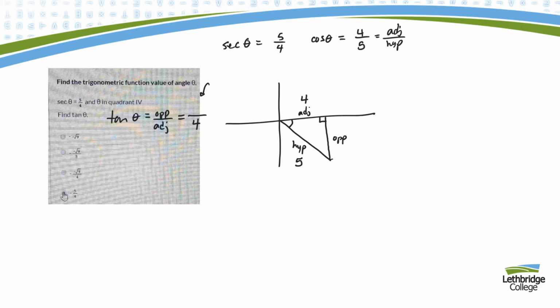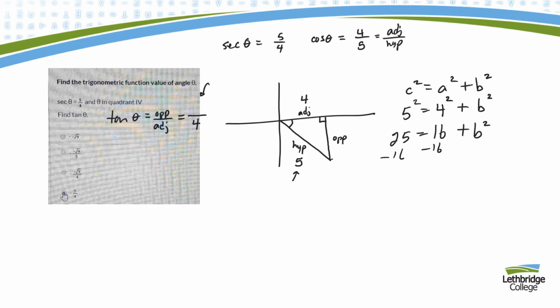So here's my triangle, c squared is equal to a squared plus b squared. C is the hypotenuse, so that's 5 squared. A is, we'll say, the adjacent side, so it's 4 squared plus b squared. So 5 squared is 25, 4 squared is 16. If I subtract 16 on both sides, I get 9 is equal to b squared. So b is equal to the square root of 9, or that's equal to 3.